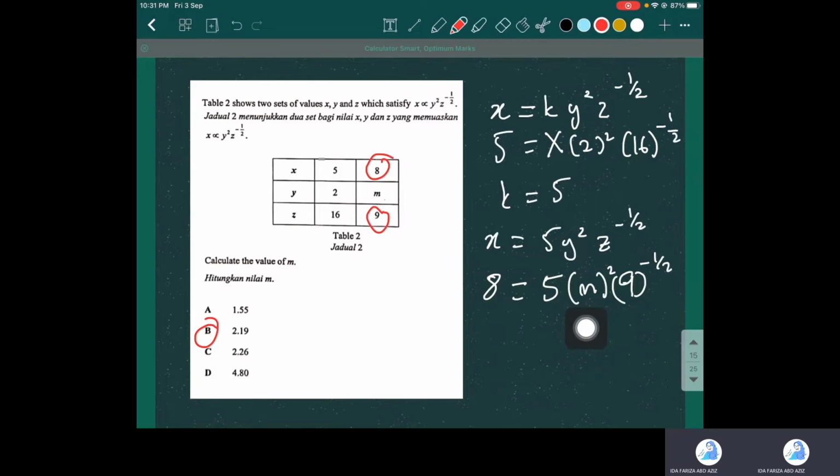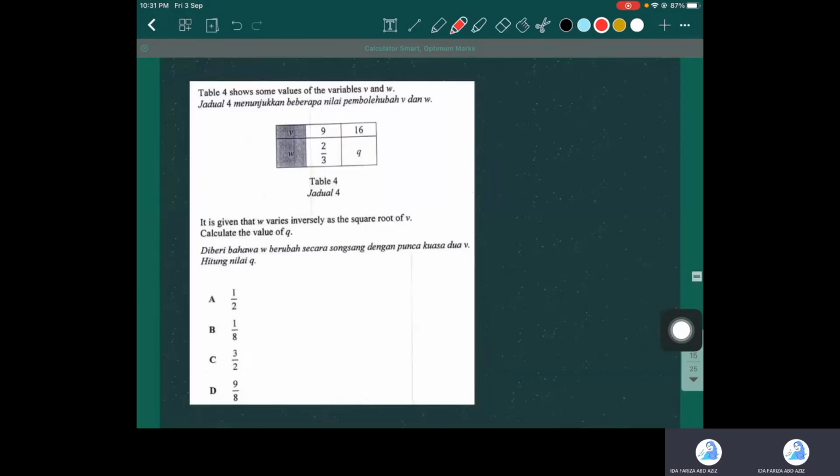Okay, jom next question, masih dalam variation. Okay, this is SPM RSM 2019 if I'm not mistaken. It said table 4 shows some values of the variable V and W. Okay, and then it's given that W varies inversely, okay, dia kata inversely as the square root of V. Okay, so yang ni kena faham lah, ayat ni kena faham. Walaupun ada calculator, kena faham juga how it is written in variation form. Is actually W equals, bila kata inversely, K over square root of V. Okay, it's actually like this.